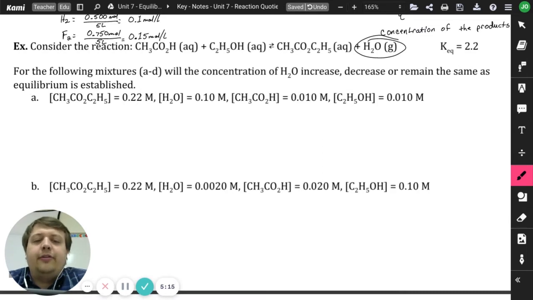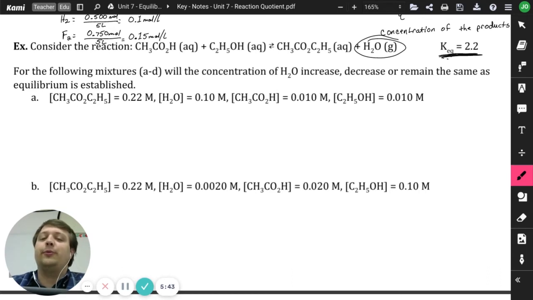All right, so let's take a look at this. This is just another way that you could see this written out, another way to ask this question. So consider the reaction CH3CO2H aqueous plus C2H5OH aqueous in a reversible reaction produces CH3CO2C2H5 aqueous plus H2O, which is a gas. And then they do tell us that our KEQ is 2.12.